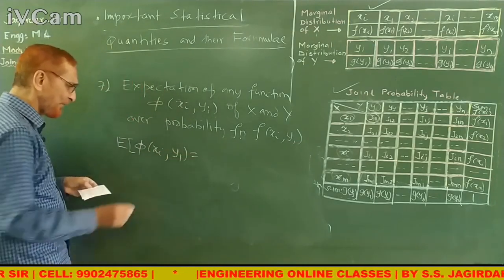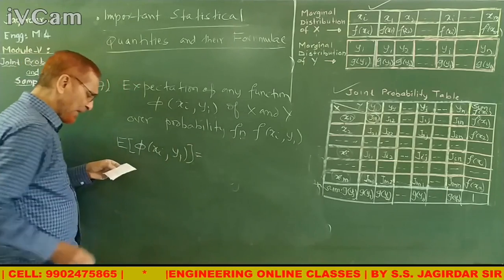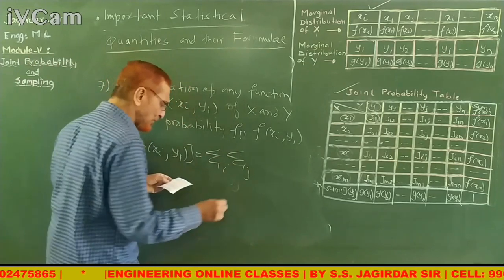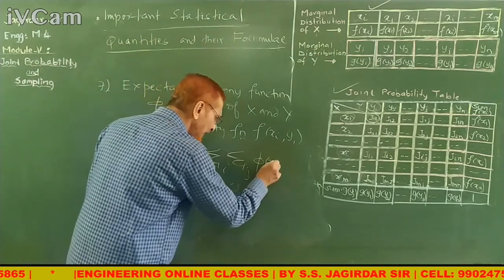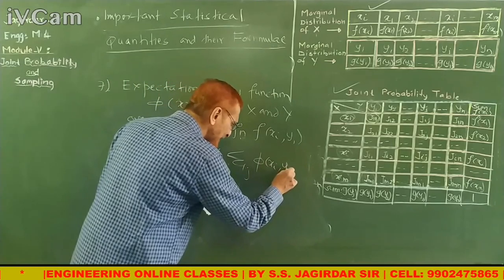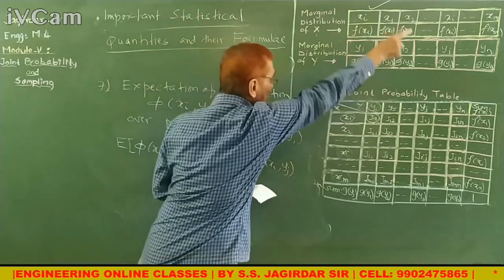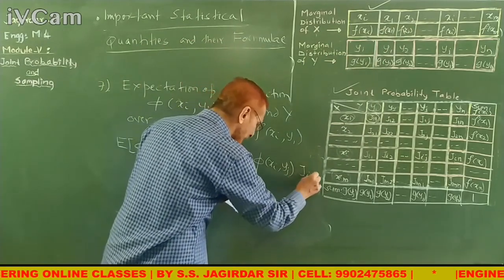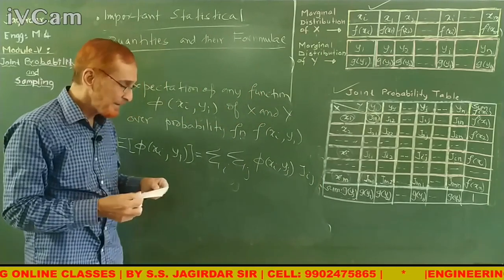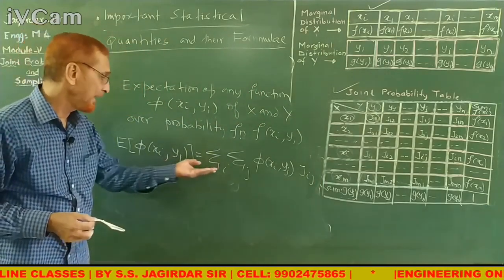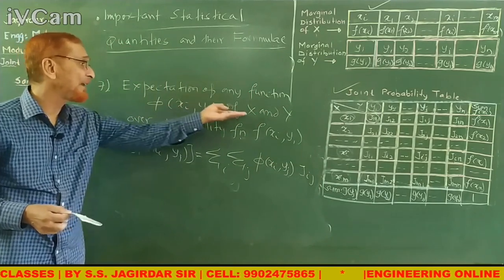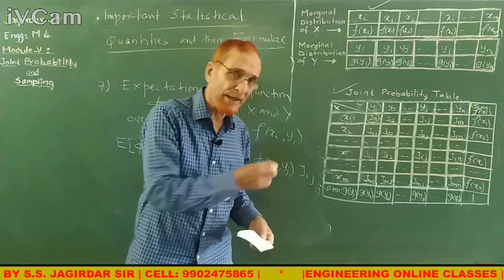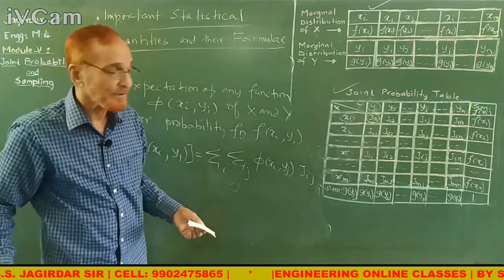What is the formula? The formula is very simple. It is a double sigma over i and j. Every pair of this function, with x_i values and y_j values, you pick up one by one, along with the corresponding f(x_i, y_j) values, and multiply them. Then you get the expectation of any function defined for x and y. Its expectation can be calculated by this formula. I will discuss it in detail when I discuss the examples.